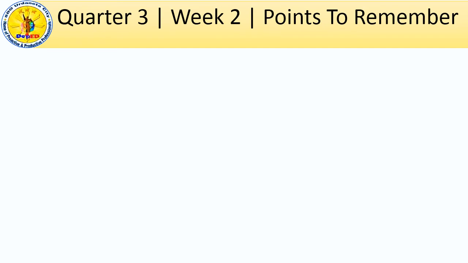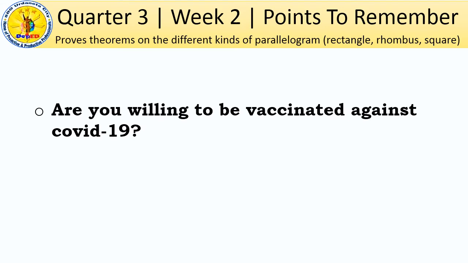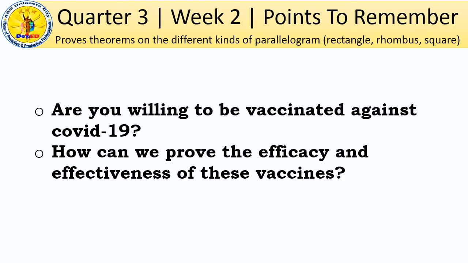Our learning competency for this week is proves theorems on the different kinds of parallelogram, rectangle, rhombus, and square. But before we start, I want to ask questions that are timely and relevant at this moment. Are you willing to be vaccinated against COVID-19? How can we prove the efficacy and effectiveness of these vaccines? Then later, I'll give you a guide on how to answer these questions.